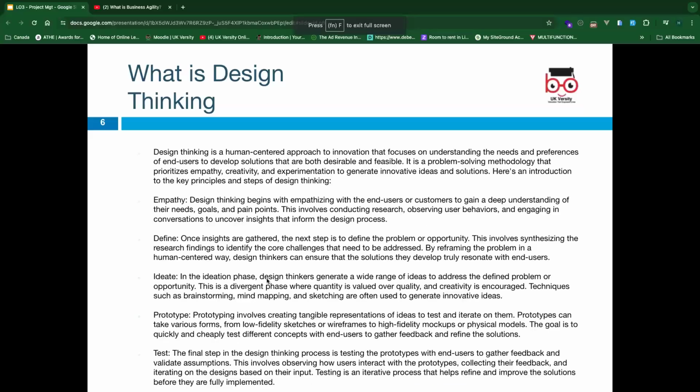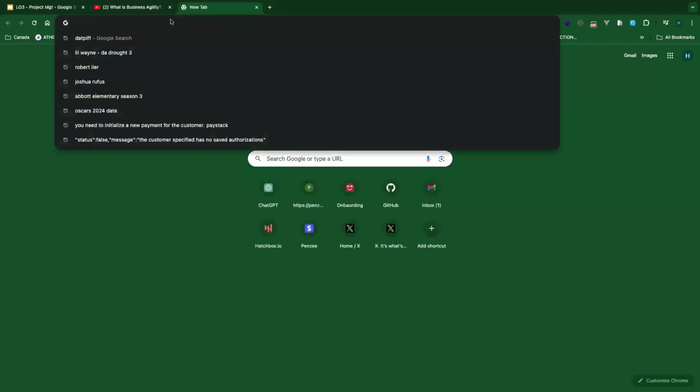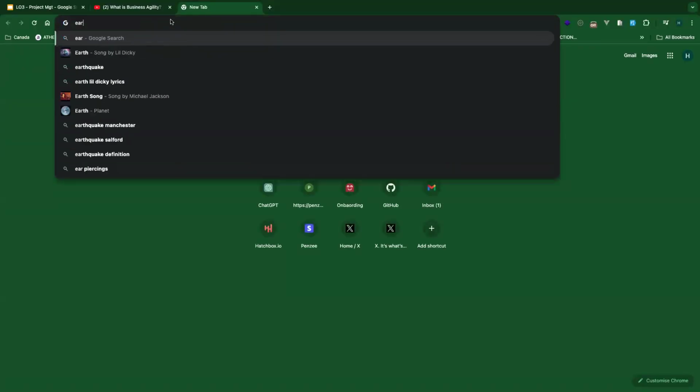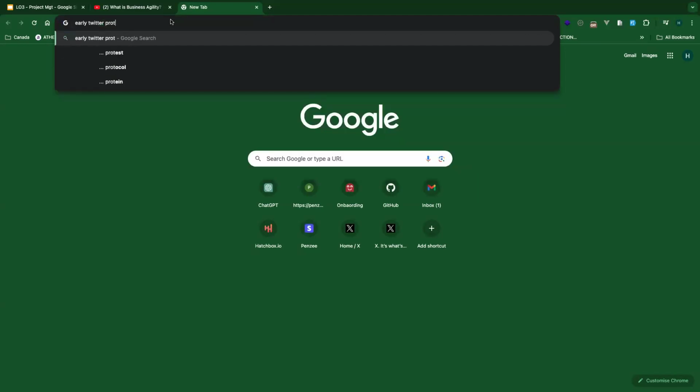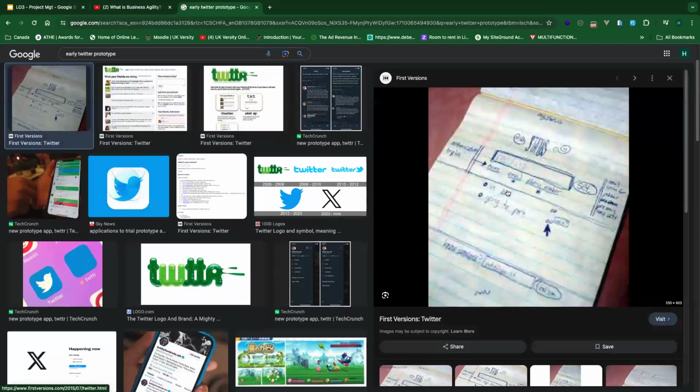So let me show you something. So this is the first version of Twitter, the prototype. This is the sketch that they made before actually building it and so on.